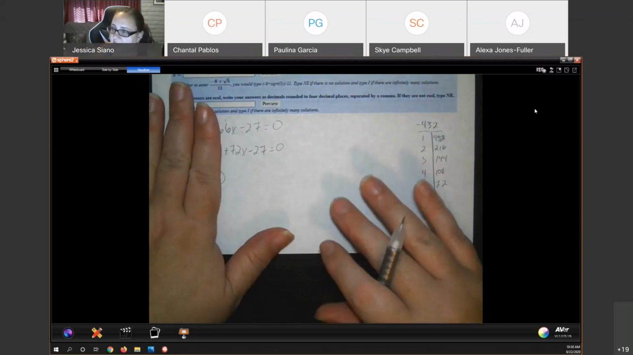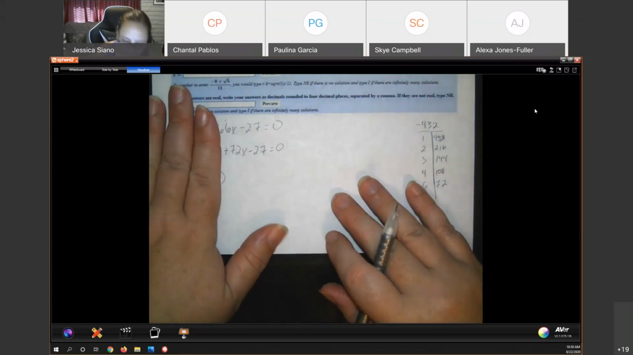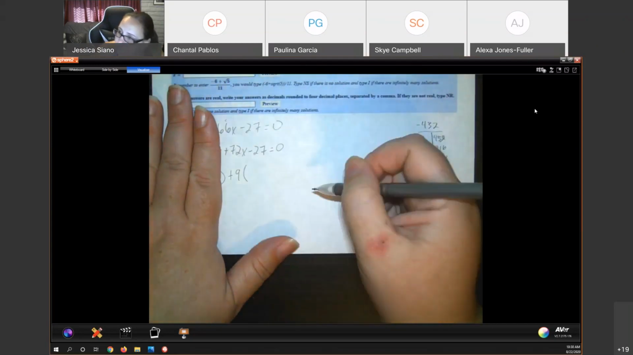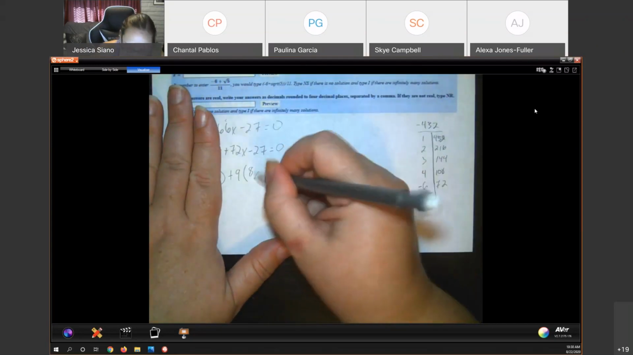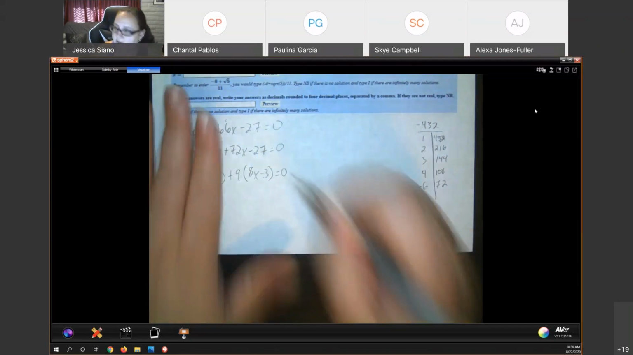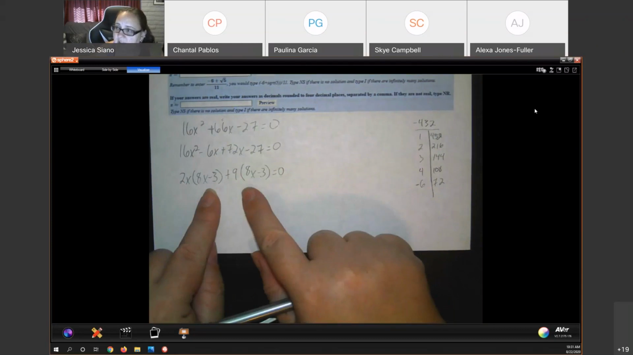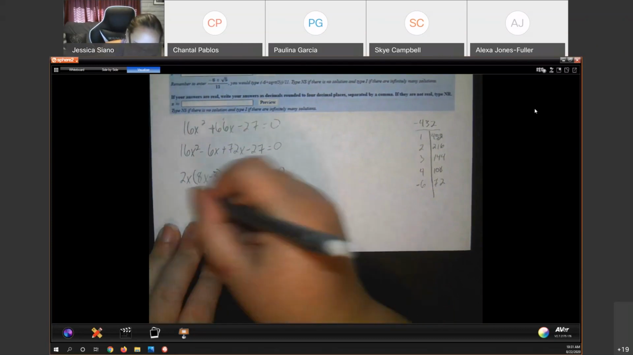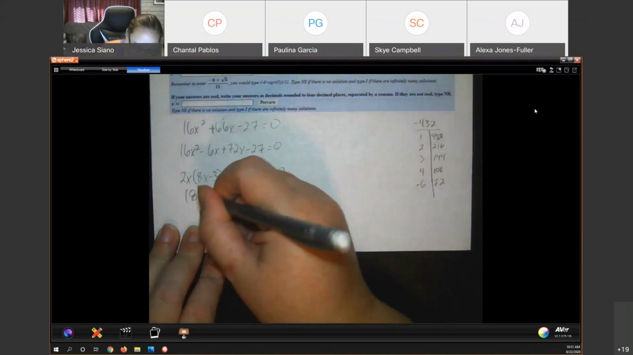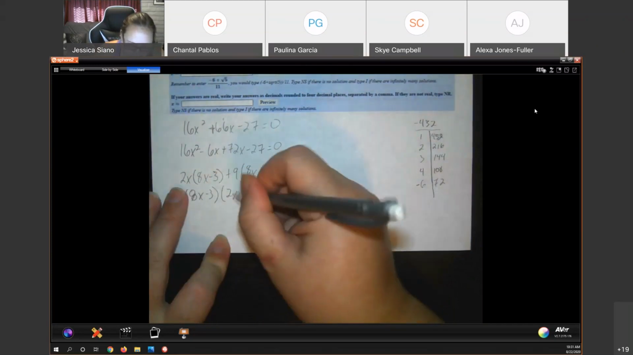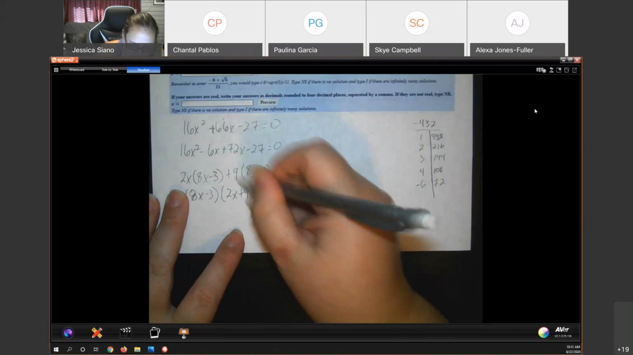Look at the second two terms. What do a 72x and a 27 have in common? That's going to be a 9. And if I take that out, I'm left with 8x minus 3. And now what do these two terms have in common? Well, they both have an 8x minus 3. So I'm going to take that out, and that would leave me with this 2x and this plus 9.